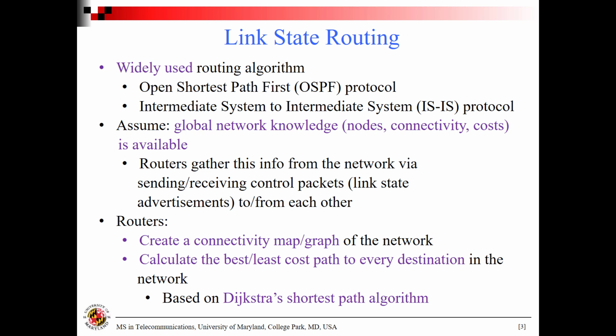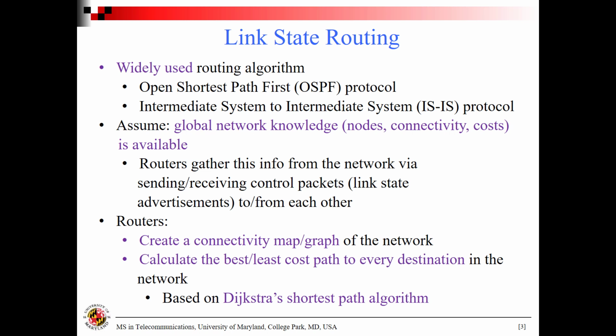Please remember this is a prerequisite to calculating the shortest paths in the network, or the least cost paths in the network. And there is also another important requirement: every node would have to have an identical view of the network. Whenever they build this network graph or network map inside, they need to have an identical graph or an identical map. Otherwise, there's going to be trouble.